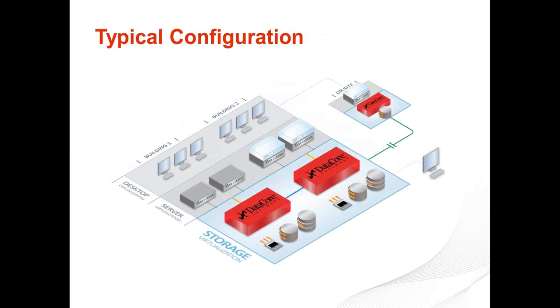Now let me show you what a typical configuration looks like from an architectural perspective. At the top of the slide, you can see the desktops that are presented to your end users to access your applications. Right below that, you have a combination of physical and virtualized servers that are hosting your business-critical applications, and this could range from database applications to mail applications, including SQL Server, Oracle, Exchange, and many others. Then at the bottom, you have your storage virtualization layer, and this is where DataCore comes in.